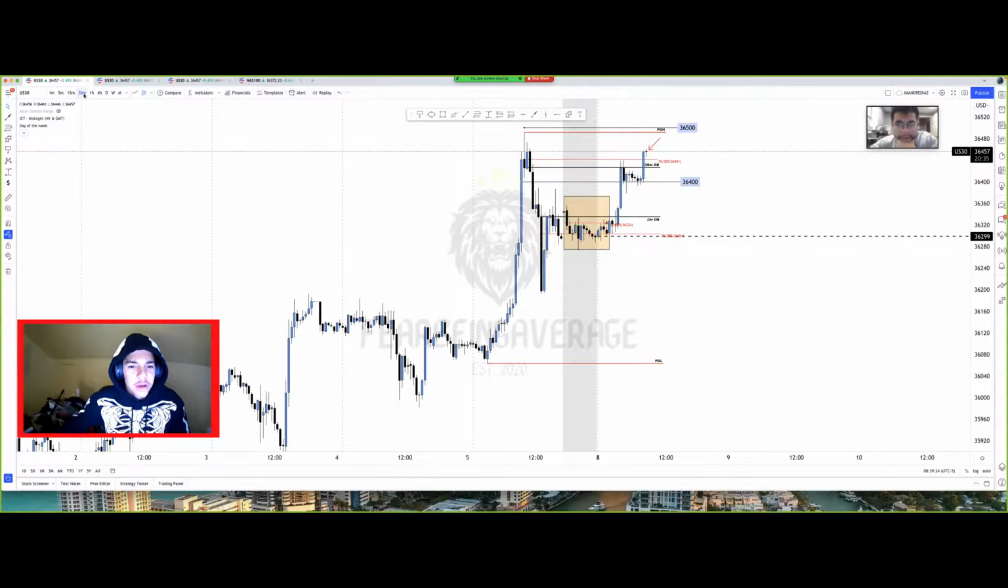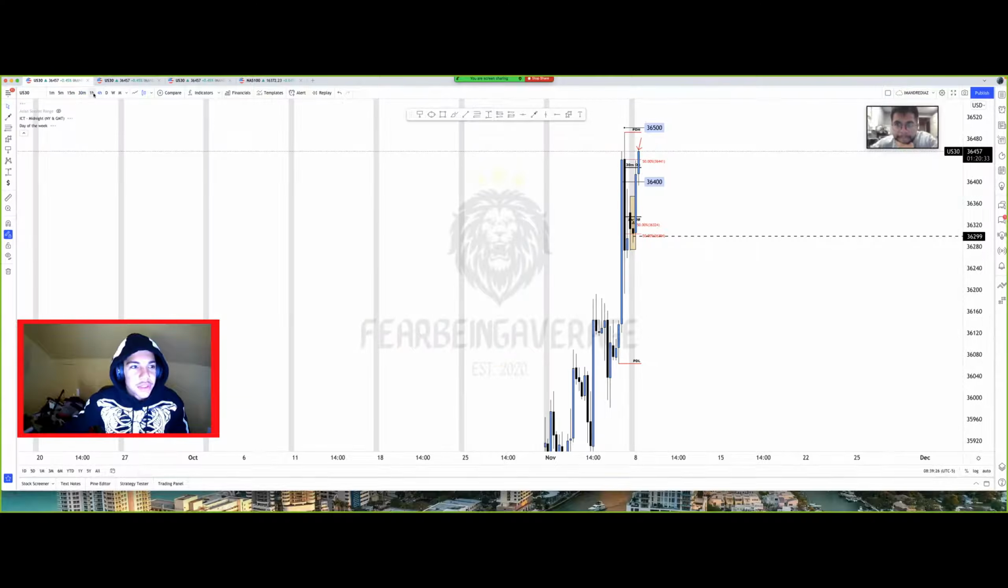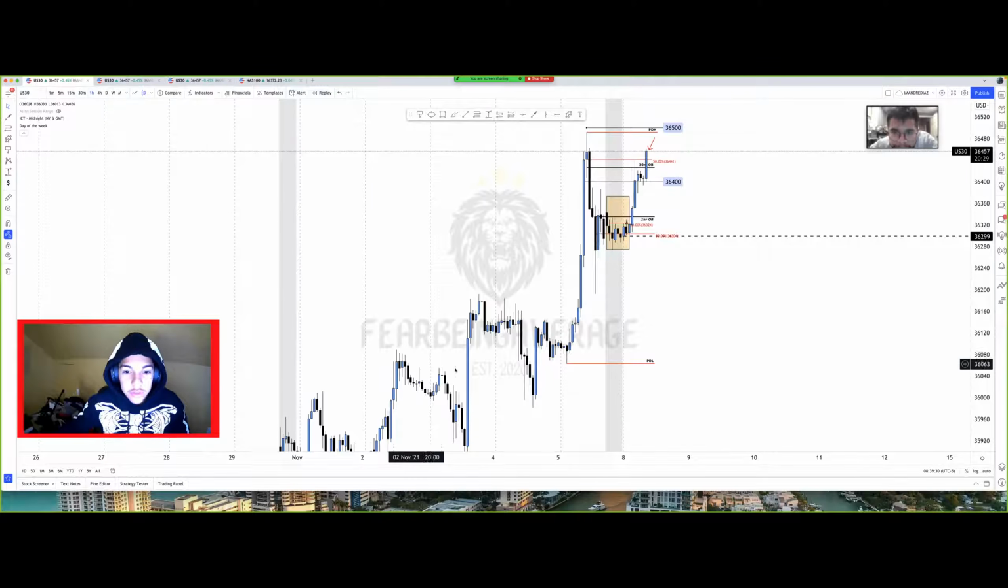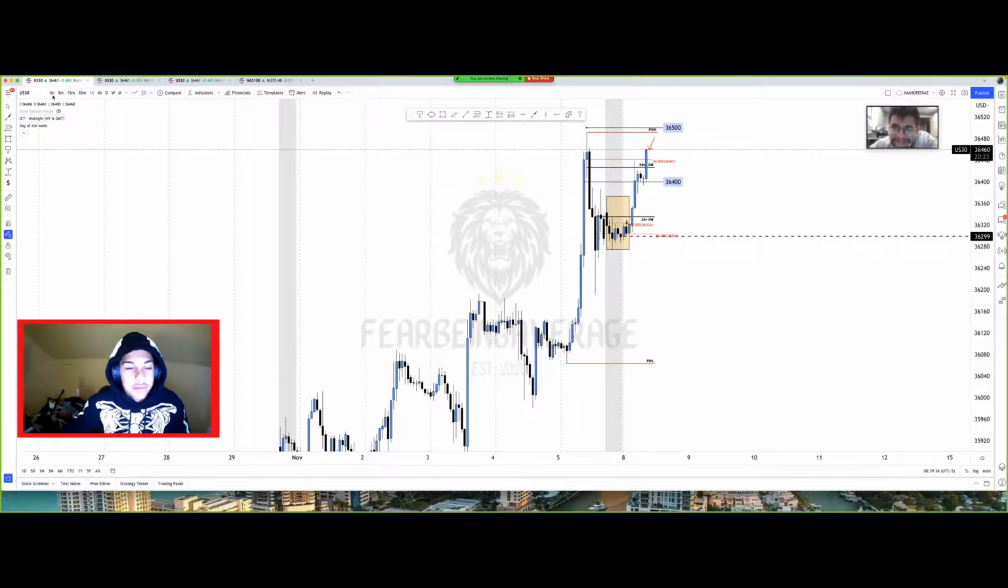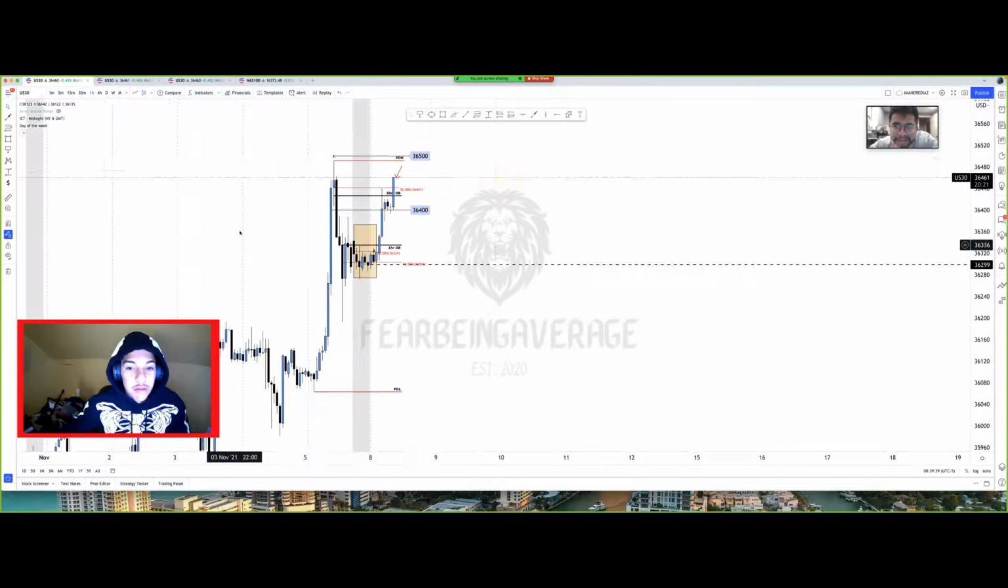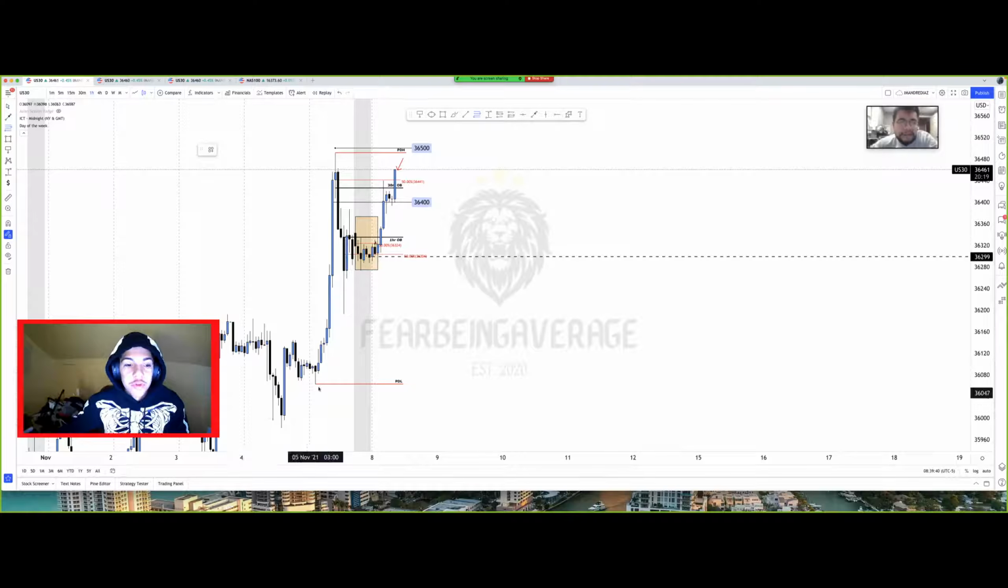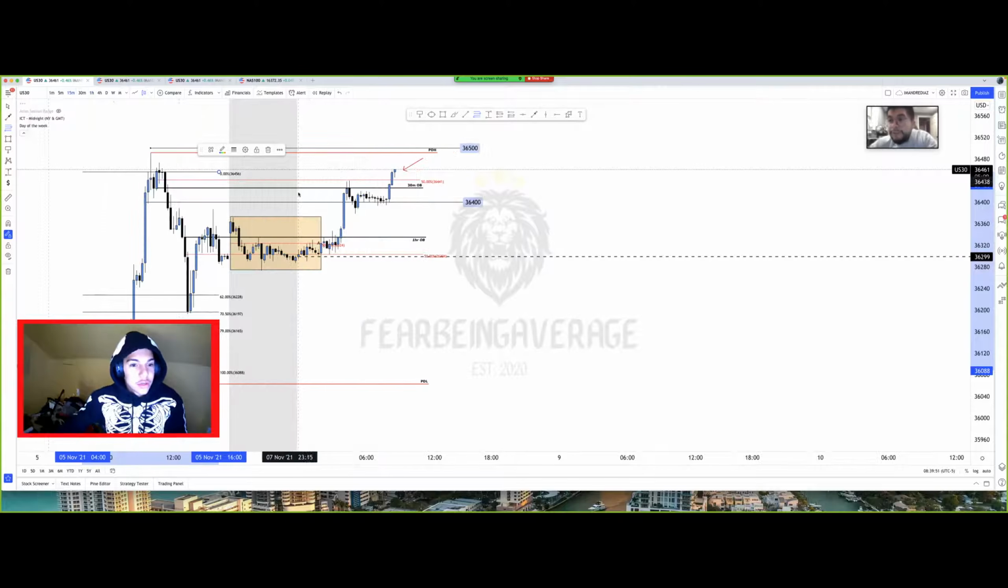I think it barely missed them. It came right to the highs, but missed anything of real importance. Maybe came close here, but nah, they didn't really tap in enough. And it was more just like a fib retracement. If you pull your fib from, say, this low to the high, it came to the 62 and 70.50%.